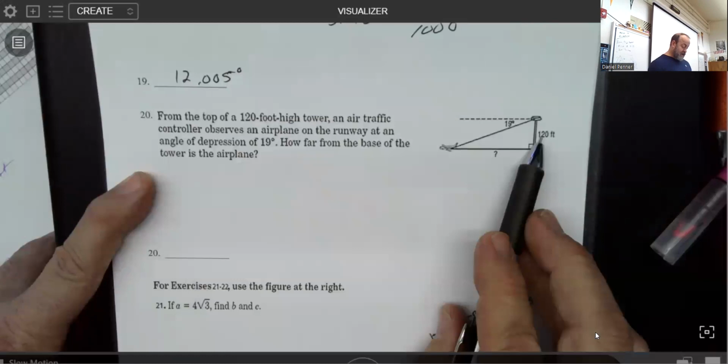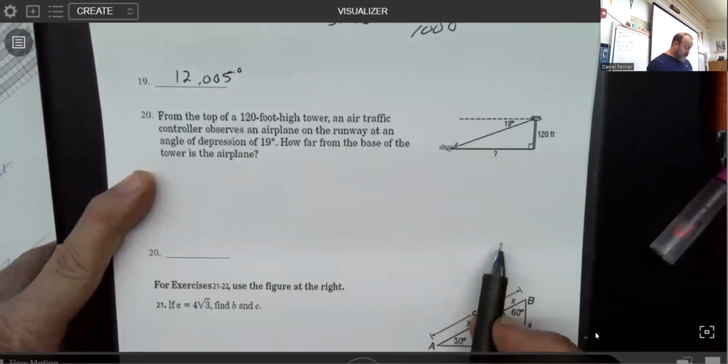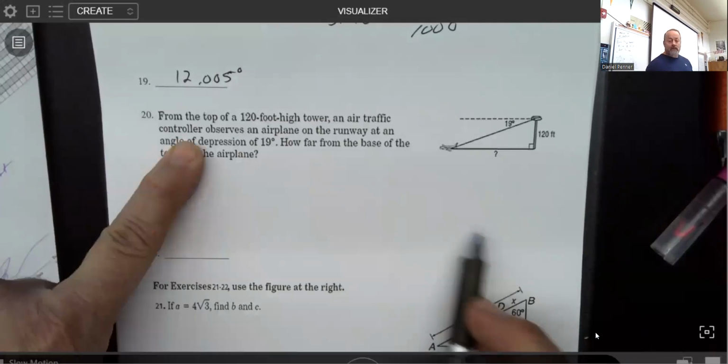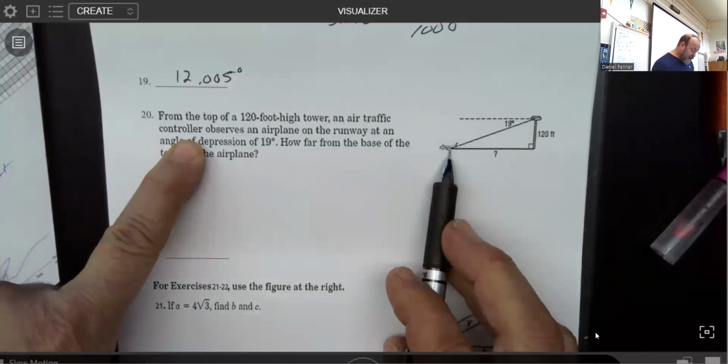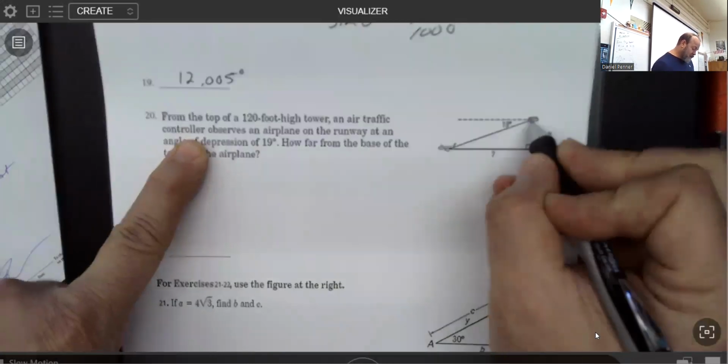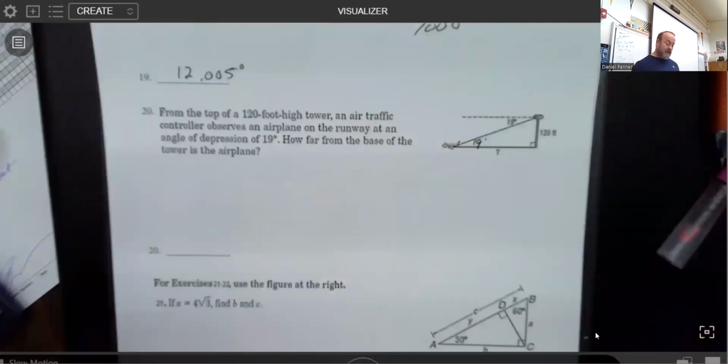Now, in number 20, it's a little bit different because they said from this tower, somebody looks down at 19 degrees. That's kind of funny. They observed this airplane. Oh, I guess I thought that was flying. I thought that was weird, but it's down on the runway. But we know that if the tower looks down at the plane on the runway at 19, then the plane could look up at the tower at 19 also.